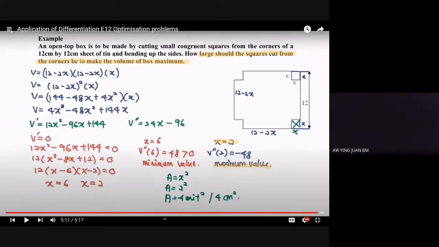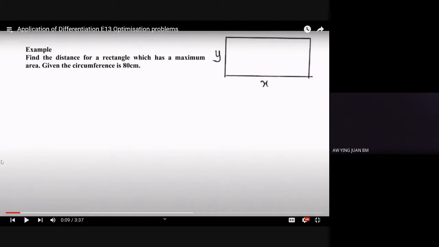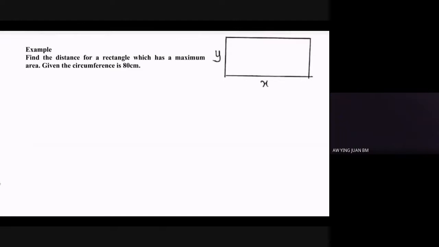Kita teruskan lagi. Okay, so ini adalah contoh yang keempat untuk optimization problem. Find the distance for a rectangle which has a maximum area, given the circumference is 80 cm. So here we have the diagram, which is a rectangular. So kindly determine the variable to be maxima and minima. So in here, area is the key. So in order to find the area, rectangle for the area, so A is equals to x and y. Given the information, circumference is 80 cm. So meaning that we have P, the perimeter, is equals to 2x plus 2y.